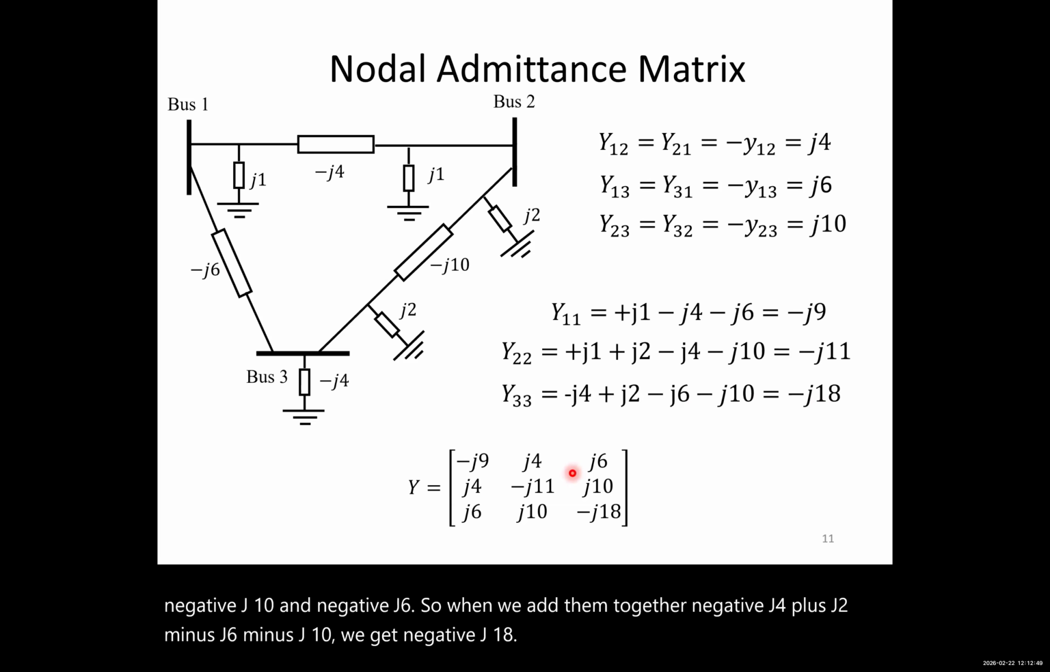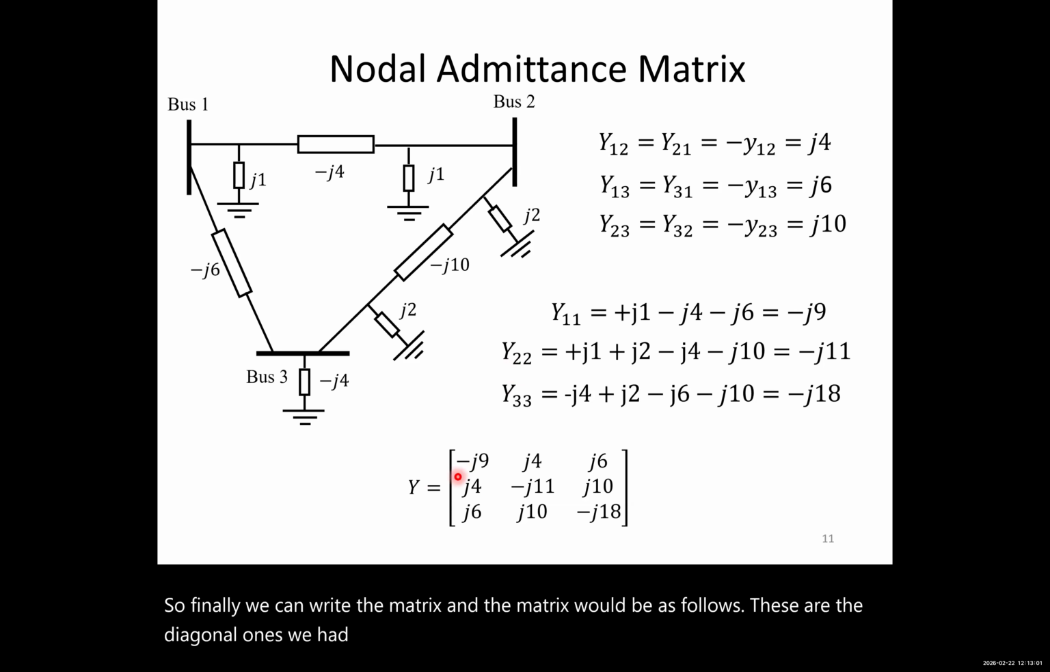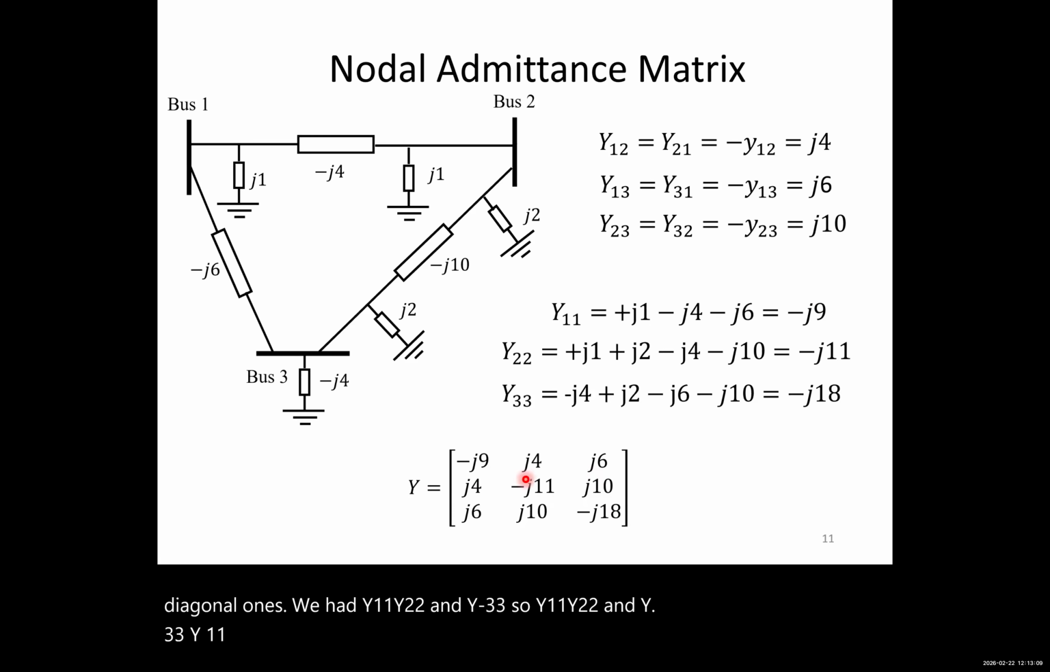Finally, we can write the matrix, and the matrix would be as follows. These are the diagonal ones. We had Y11, Y22, and Y33. Y11 is negative j9, Y22 is negative j11, and Y33 is negative j18.